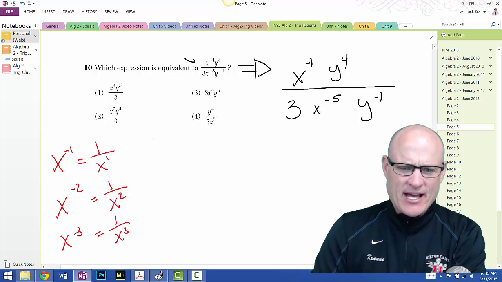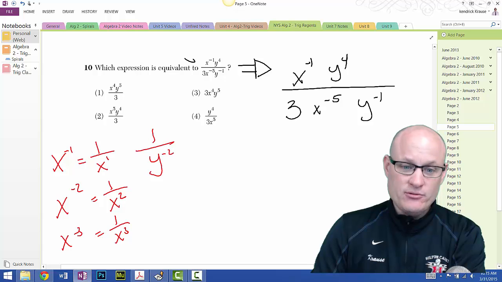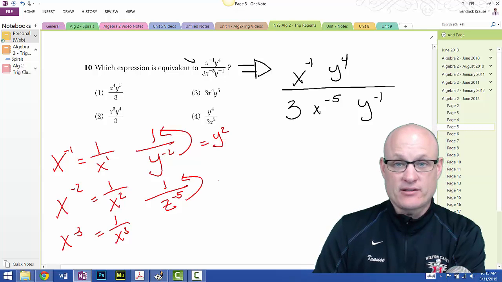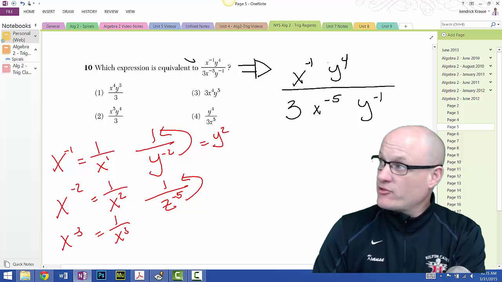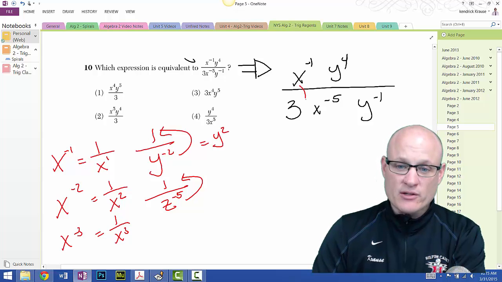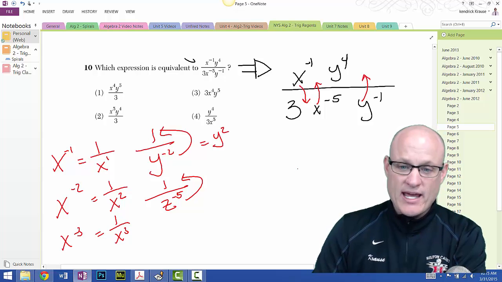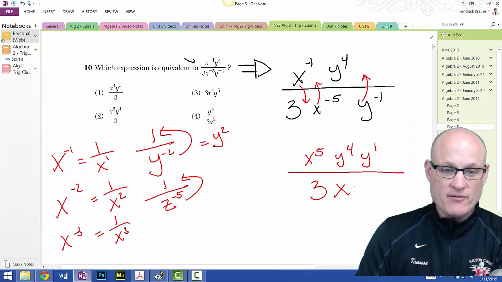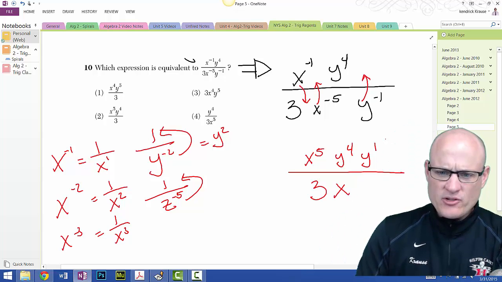Should I happen to have 1 over y to the -2? That comes to the top, and that's equal to y squared over 1, but I don't care. What if I had 1 over z to the -5? Well, that would come to the top and become positive. So, as long as they're all multiplication, I can do this. We're going to take this one and slide it down, take this one and slide it up, and take this one and slide it up. So what I have then is x to the 5th on top, y to the 4th on top, y to the 1st on top, and on the bottom I have 3x. So this is really y to the 5th.